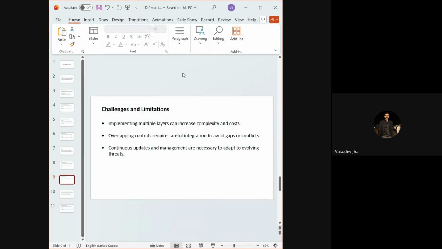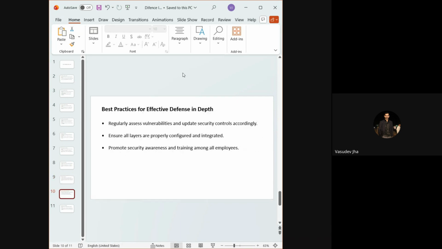Now, what are the challenges and limitations? Implementing multiple layers can increase the complexity as well as the cost, and overlapping controls require careful integration to avoid gaps or conflicts. Continuous updates and management are necessary to adapt to evolving threats. And what is the best practice for effective DID?